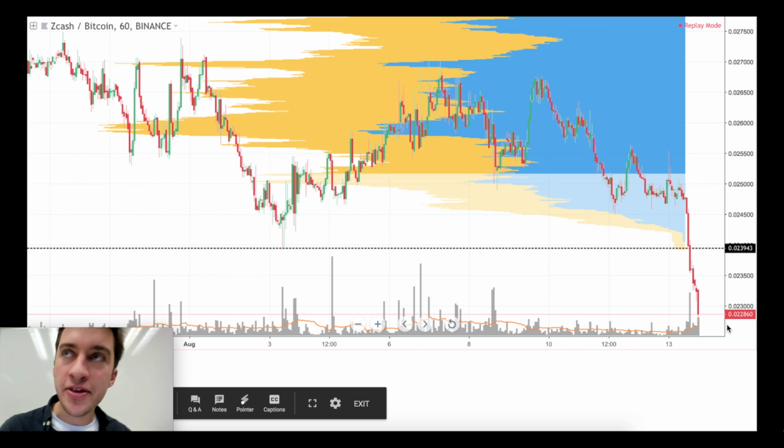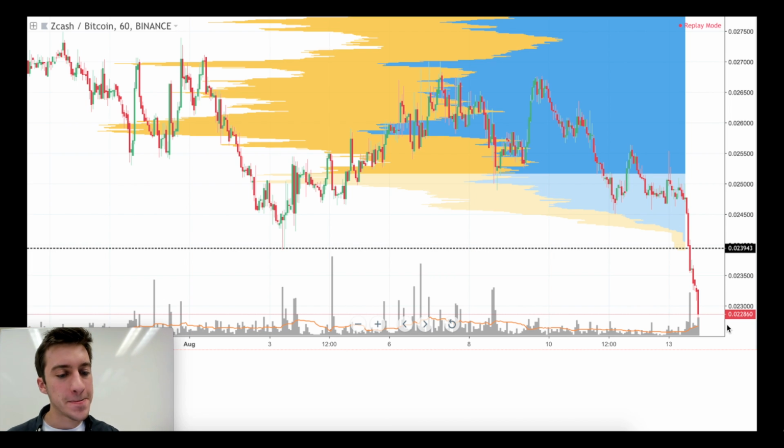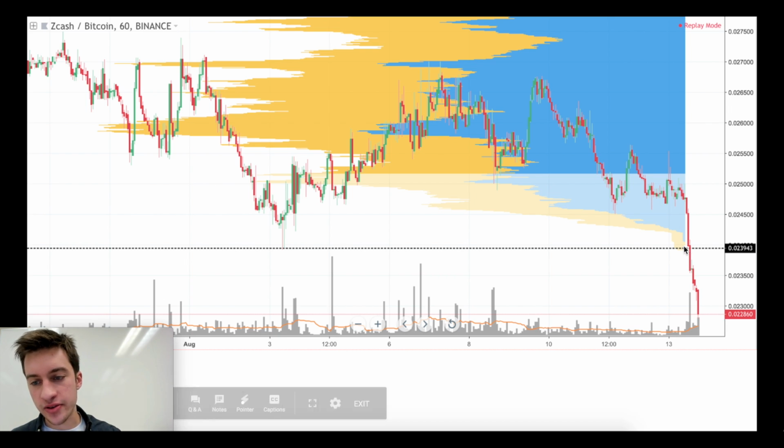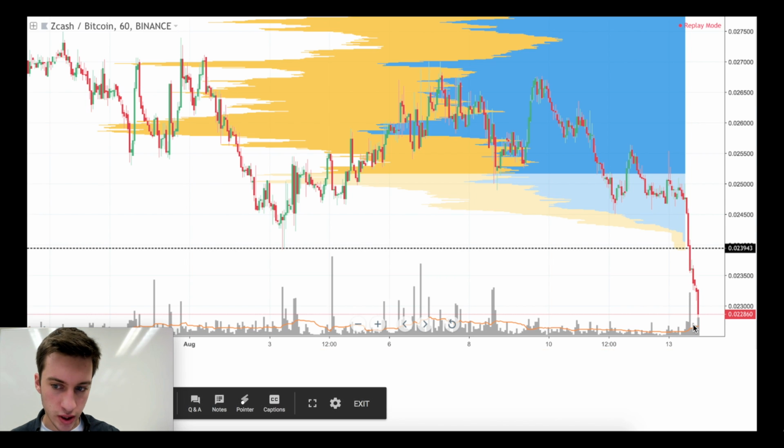Now, this one's a bit different. Is this a stop loss hunt or is this a genuine downtrend? That's what this example is going to be, and I'm going to give you guys 3 seconds for this one. Yeah, this is not a stop loss hunt. This was, at the time, a genuine downtrend.